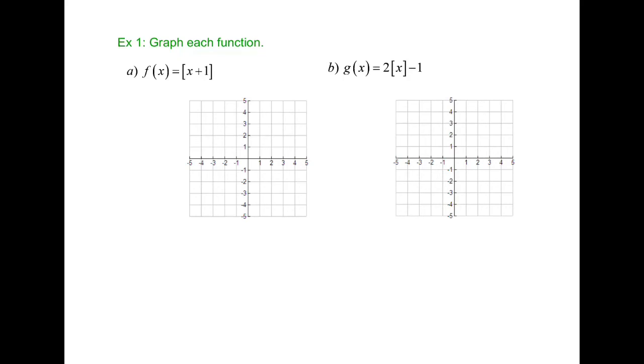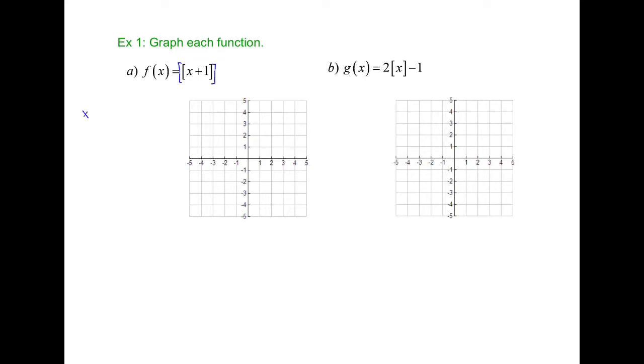All right, now we will start the examples. Going back to example 1, graphing the step functions. We'll start with f of x equals the greatest integer of x plus 1. And once again, these will be double brackets. Sometimes we use single, but we'll use double there.